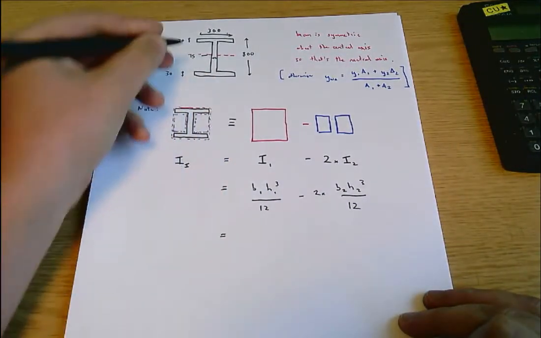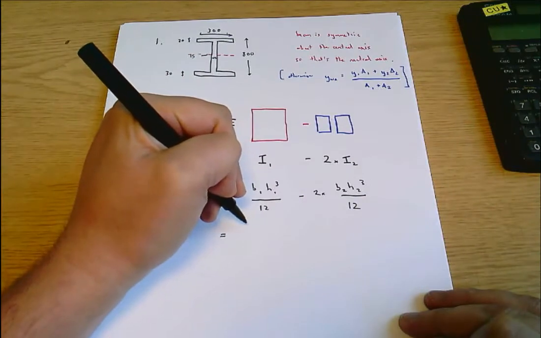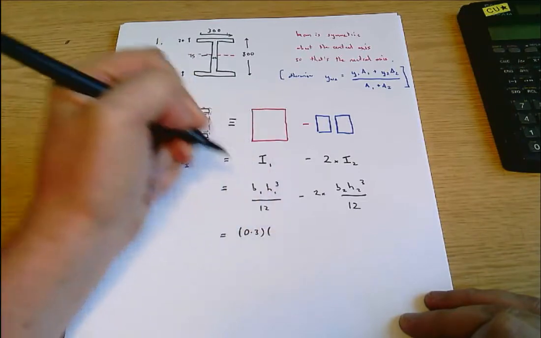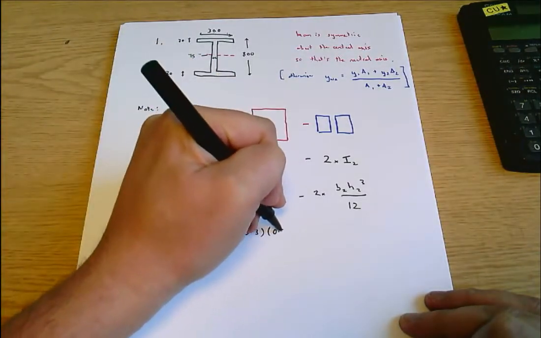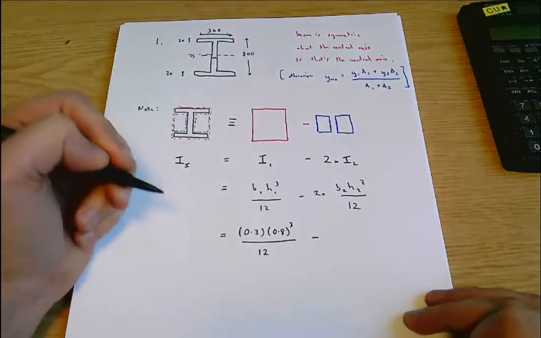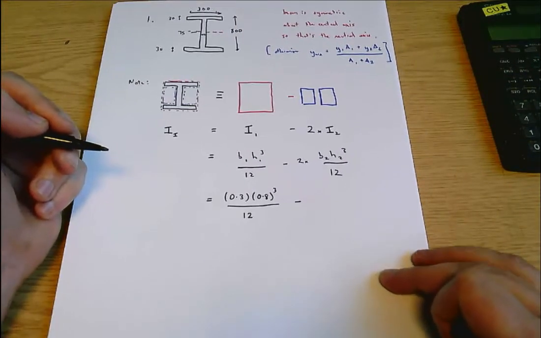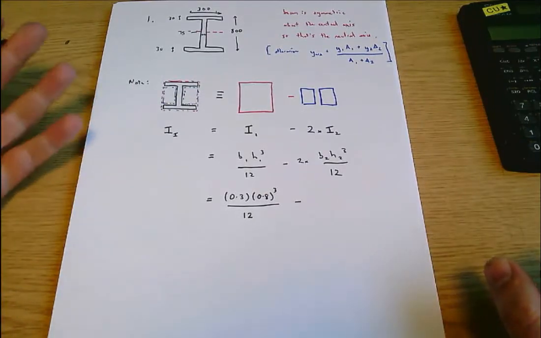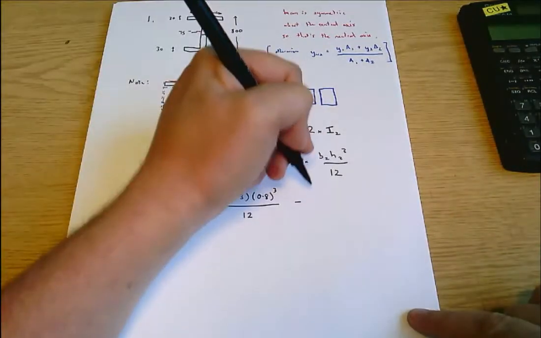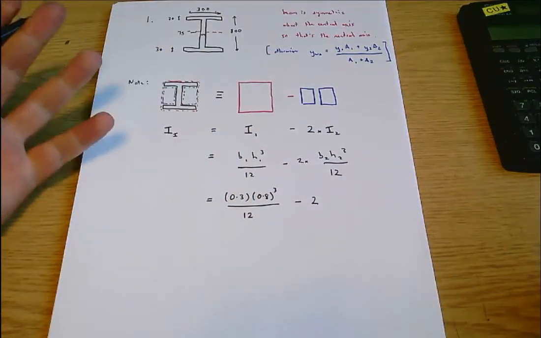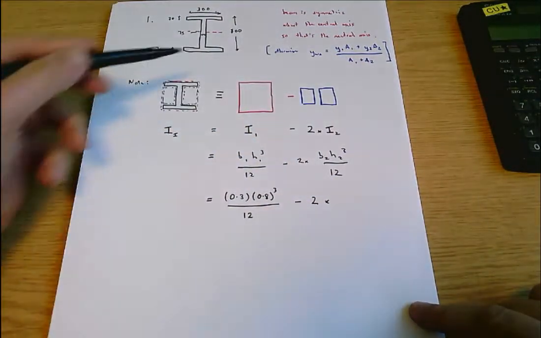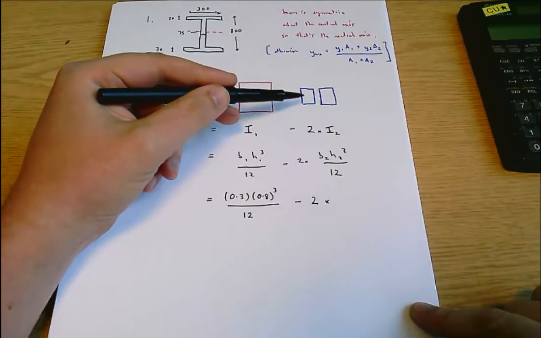So I said our initial breadth is 300 millimeters, call that 0.3 meters, and our height for the large rectangle is 0.8 meters. I know I say this every time, but it's worth doing these calculations in meters from the start, because then you get an answer out in meters to the power of 4, and it saves you the confusion of converting millimeters to the 4 later on. So 2 times. Now the dimensions of these rectangles, we just have to think a bit.